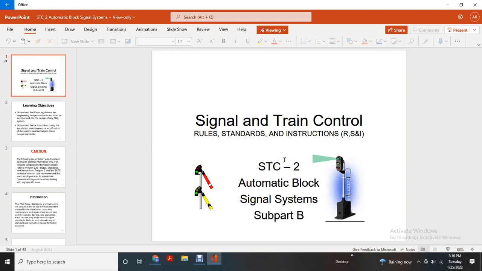Alright, signal and train control rules, standards, and instructions. Signal and train control, part 2: automatic block signal systems, Subpart B.